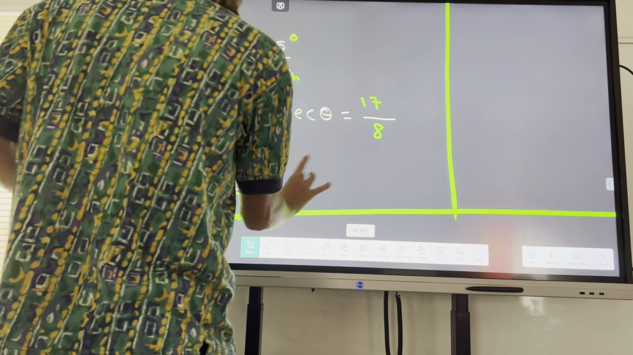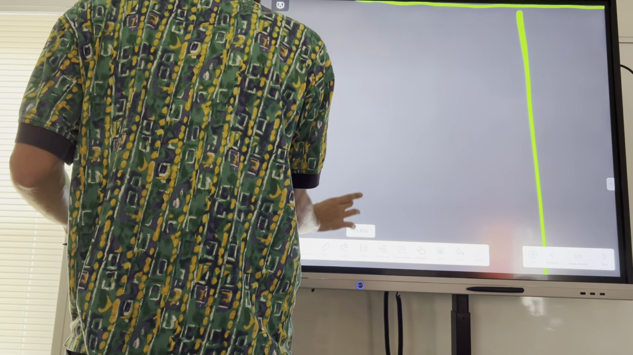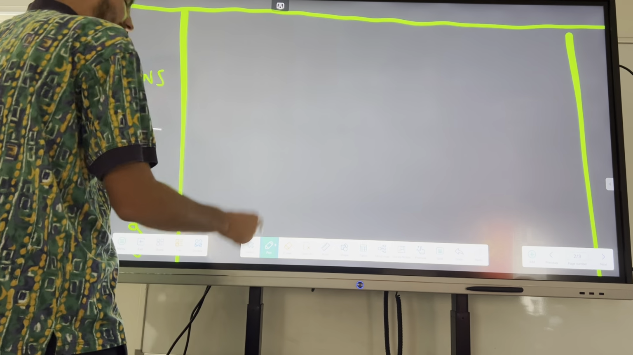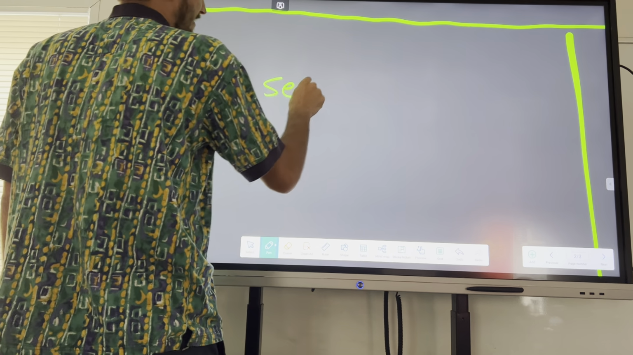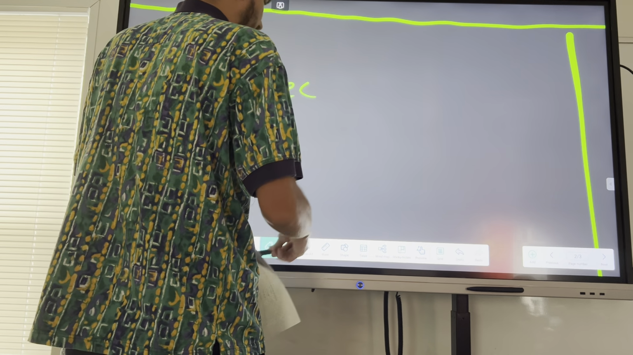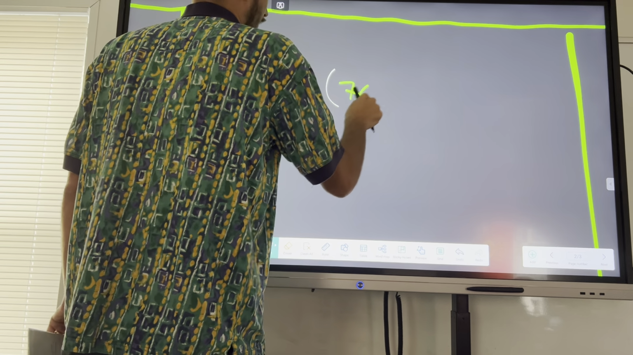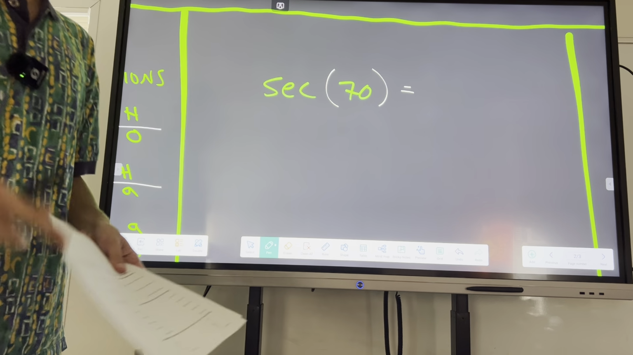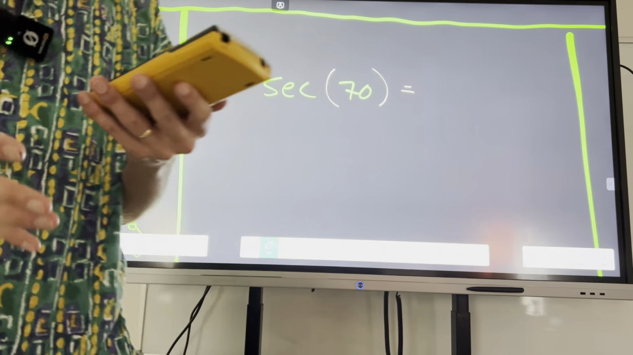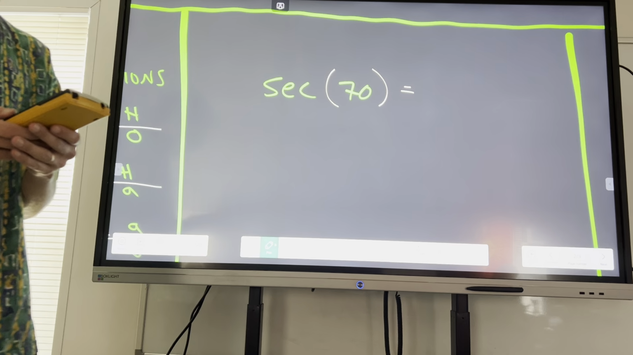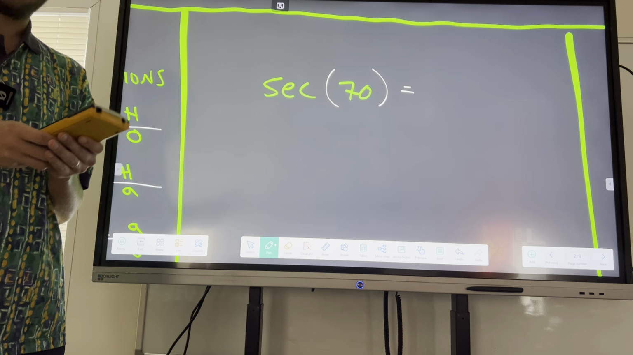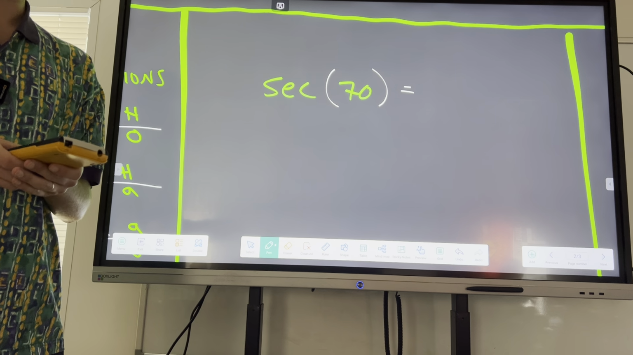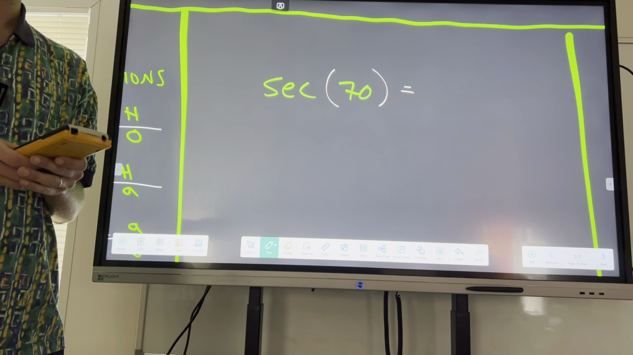There's only one more thing to do. And that is, what about the secant of 70 degrees? What is the secant of 70? With our calculator, can we calculate the sine, the cosine, the tangent? Of course. But how do we get the secant?